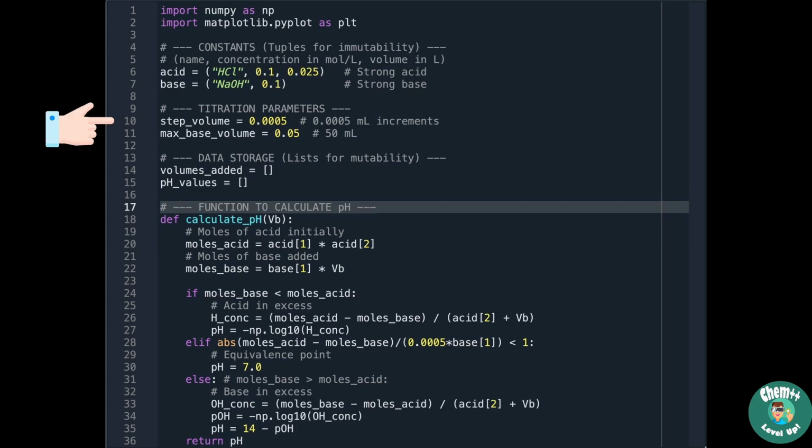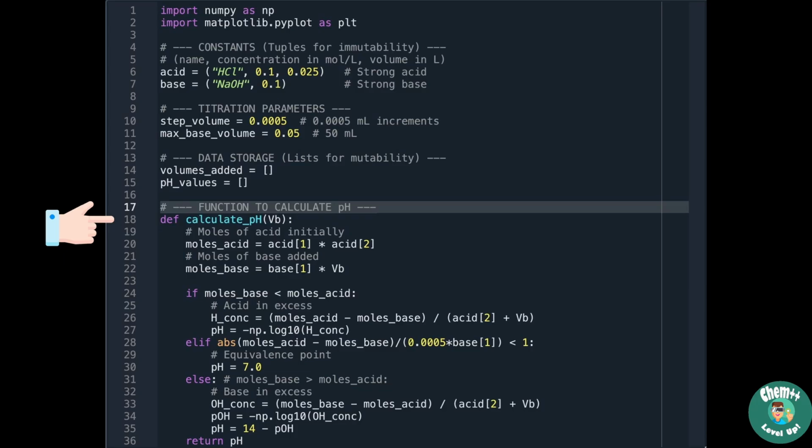Next, we establish our loop controls to dictate how our virtual burette behaves. We set our step volume to 0.0005 liters, which is like adding our base in precise half milliliter increments, and tell the simulation to stop once the burette has delivered a maximum of 50 milliliters, or 0.05 liters. Finally, we initialize two empty lists, volumes_added and pH_values. Unlike our constants, these must be mutable because we will continuously append data points to them with every virtual drop we add.